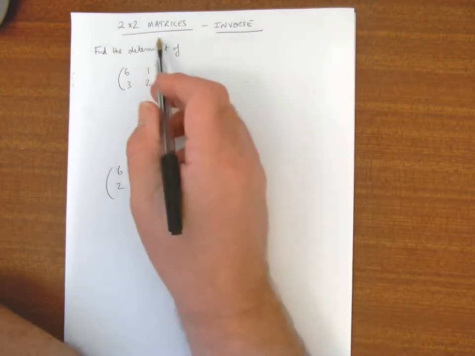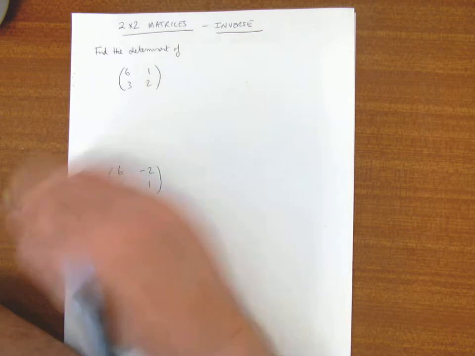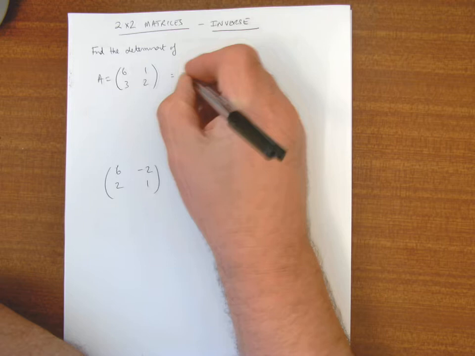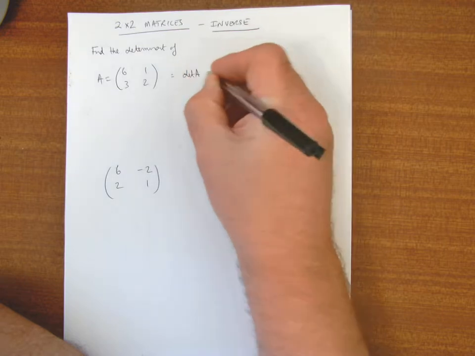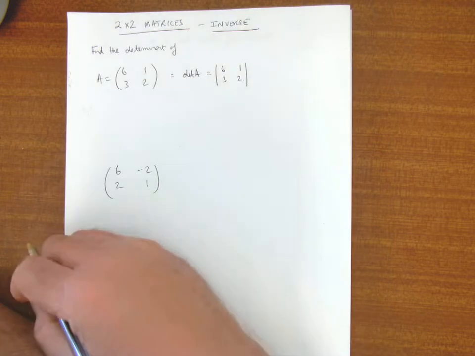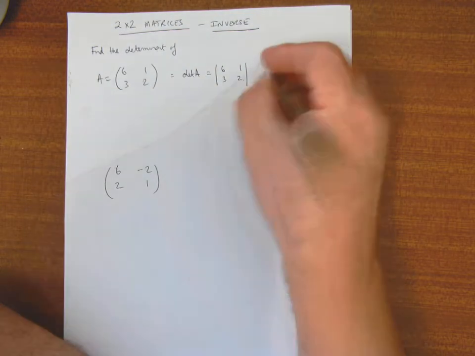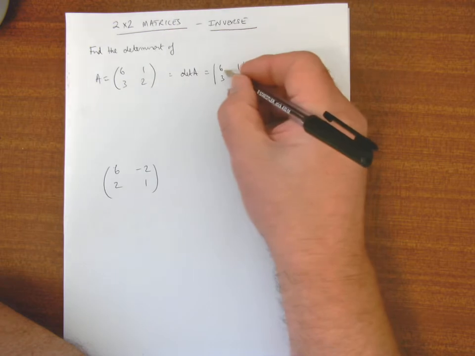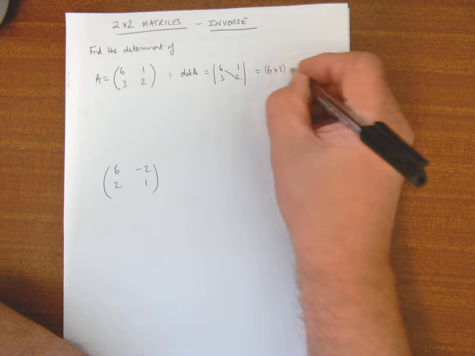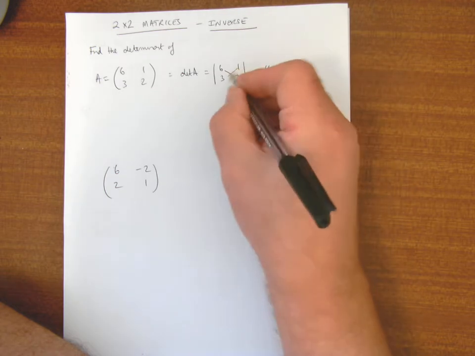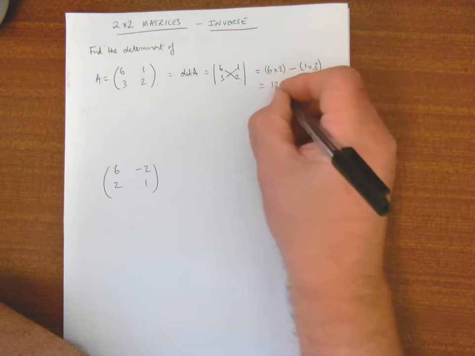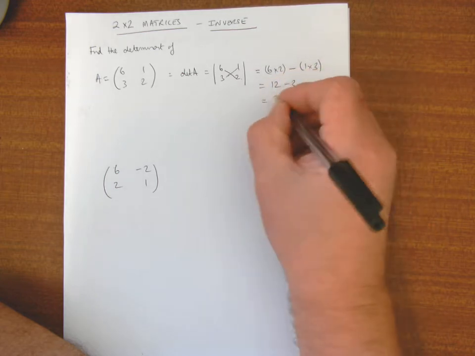Okay, 2 by 2 matrix here. Firstly I want to find the determinant of that matrix. So the notation for the determinant of a matrix, if that is A, then the determinant of A, that's two straight lines. That's the symbol for determinant of a matrix. And to calculate it, you multiply the leading diagonal, so 6 times 2, take away the backward diagonal, 1 times 3. So that's 12, take away 3, which is 9.